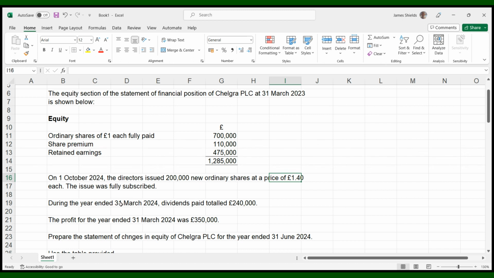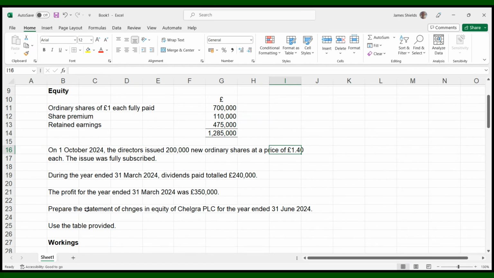During the year ended on 31st of March 2024, dividends paid totaled £240,000, and the profit for the year ended on 31st of March 2024 was £350,000. Now, this is what we ought to do. Prepare the statement of changes in equity.